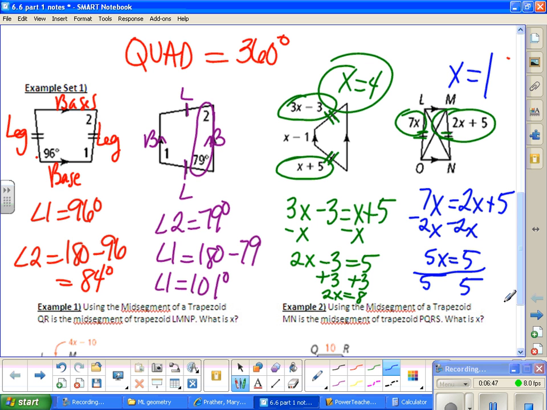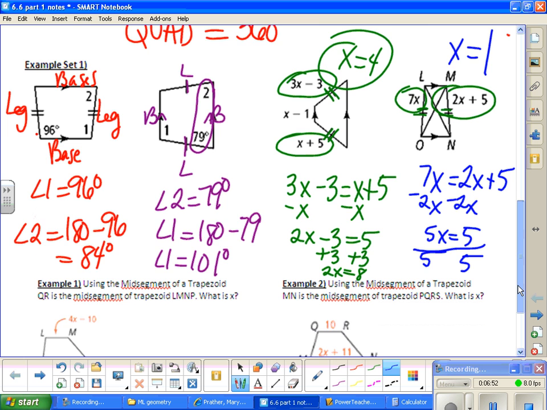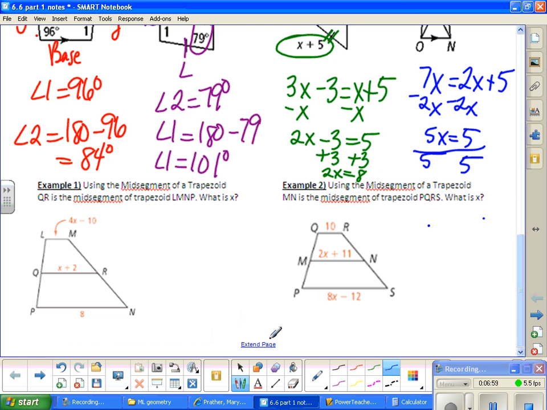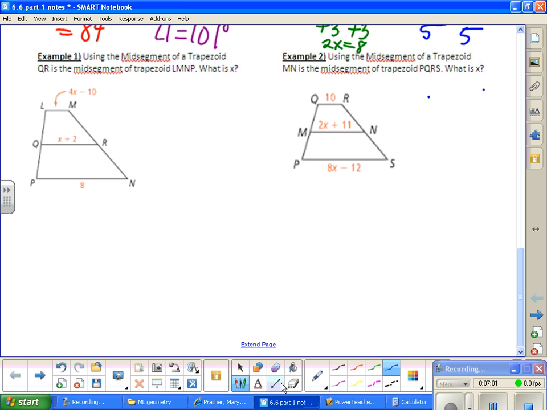If you need a pause for anyone to catch up and write down the work, go ahead and do that. The second part of these notes, part 1, is going to be the mid-segment. So using the mid-segment of a trapezoid, remember the mid-segment equals 1/2 times base 1 plus base 2.